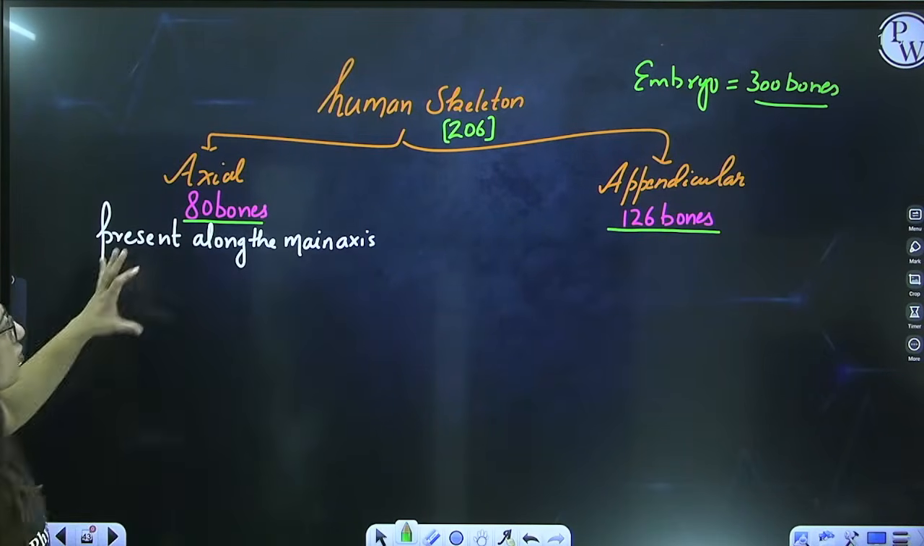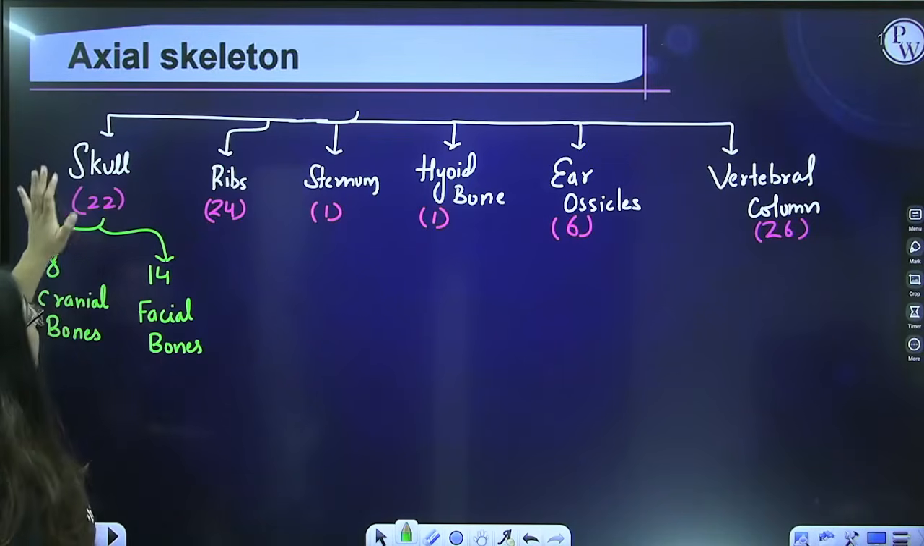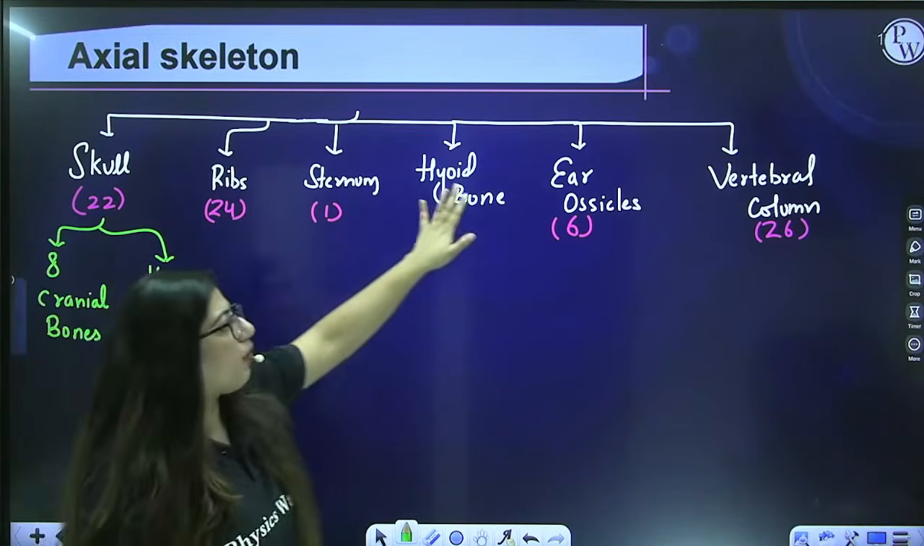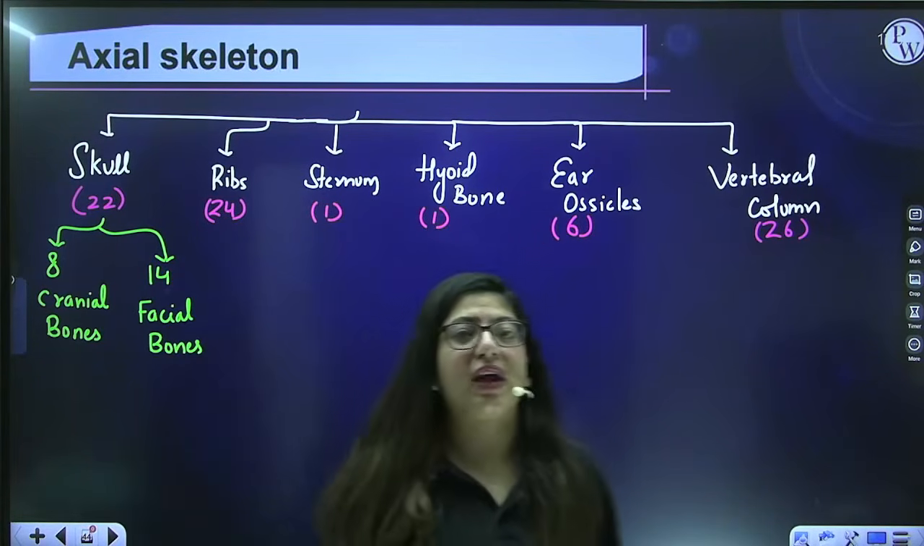Now, what are the bones of the axial skeleton? It's present in the main axis. Now, what are the various bones? Let's see. We have skull, ribs, sternum, hyoid bones, ear ossicles, and vertebral column. These are the various bones of your axial skeleton.